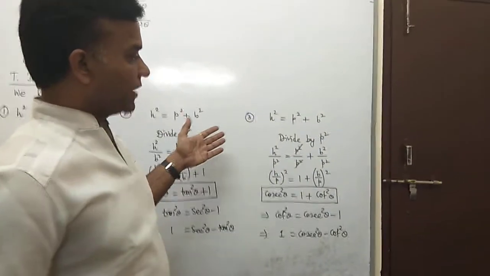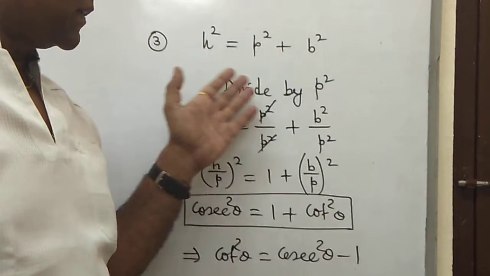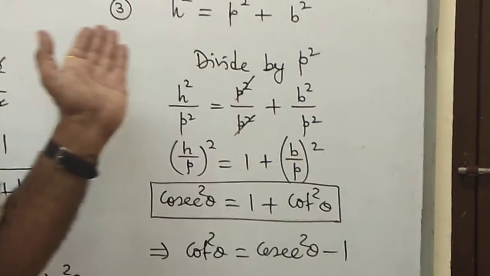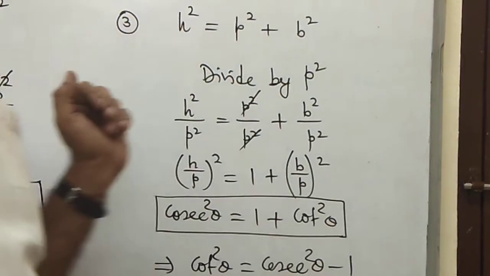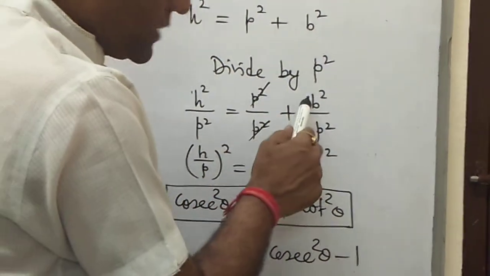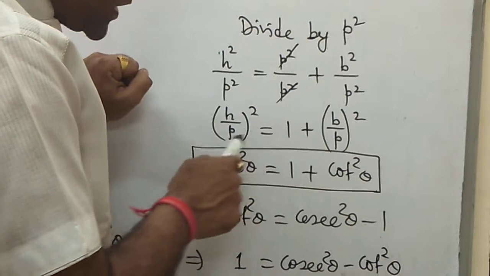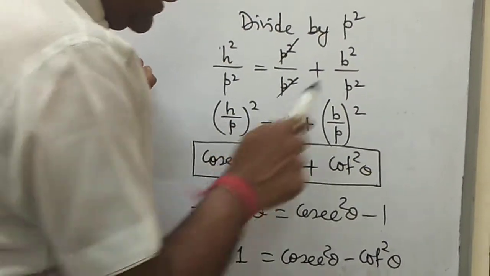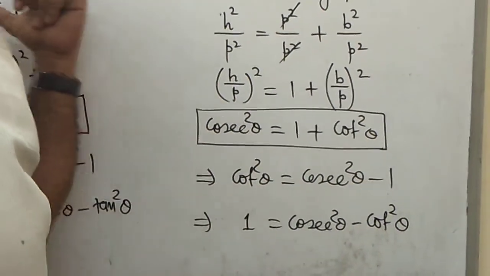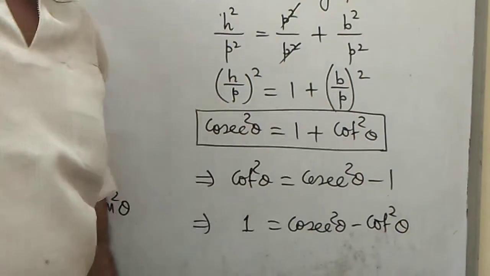Now at the last we have the third identity. Again you write down the Pythagoras theorem, but now your division value changes: first you divided by h square, second you divided by b square, now you divide by p square. P means perpendicular. So divide by p square: h square by p square, p square by p square, b square by p square. So p square cancels out, (h by p) whole square, and then it gives 1 here, and (b by p) whole square. So h by p is cosec theta, because initially we know that, and b by p is cot theta. So cosec square theta equal to 1 plus cot square theta.